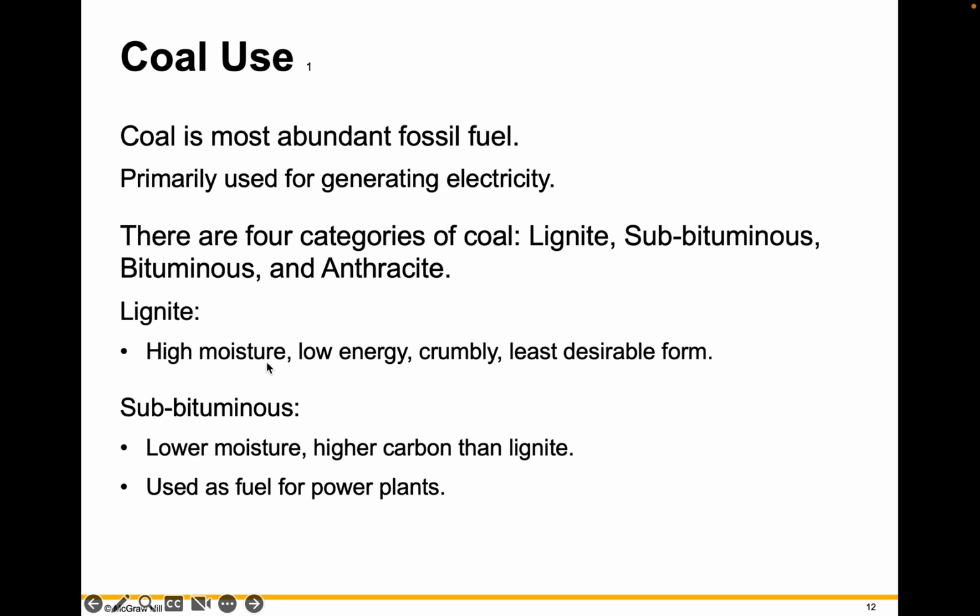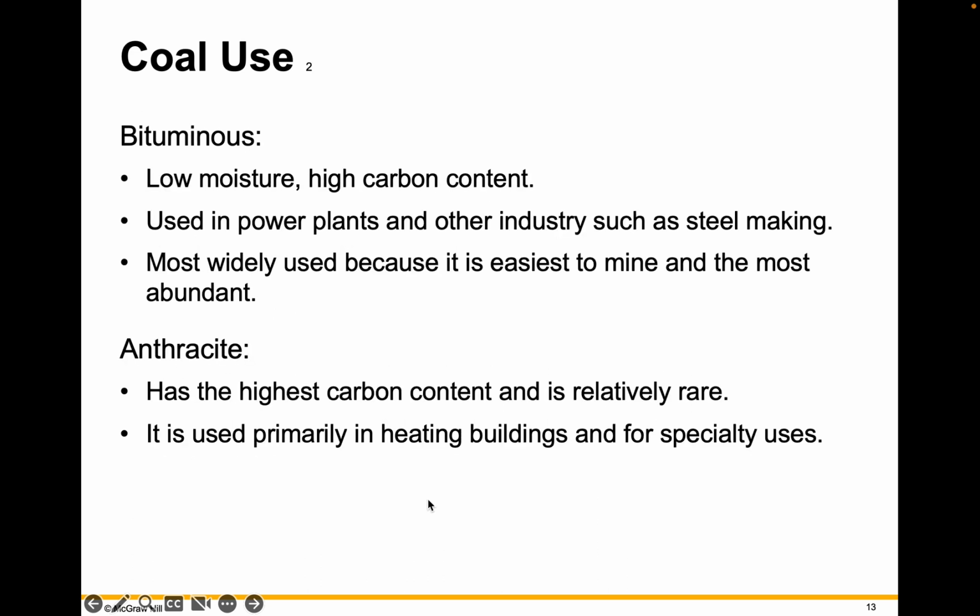Lignite coal has high moisture, lower energy, is crumbly, and is the least desirable form of coal. Subbituminous has lower moisture and higher carbon than lignite. It's used as fuel for power plants. Bituminous coal has even lower moisture and higher carbon content. It's used in power plants and other industries such as steel making. It's the most widely used because it's the easiest to mine and the most abundant.